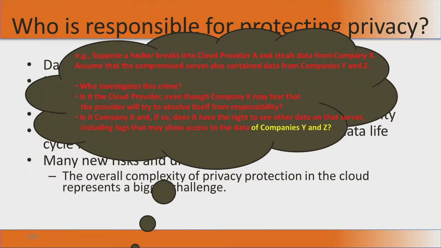So, this is a very nice case study. I am just reading it out. Suppose a hacker breaks into cloud provider A and steals data from company X, who is a customer of this A. Assume that the compromised server also contains data from companies Y and Z. So, these are all the questions.